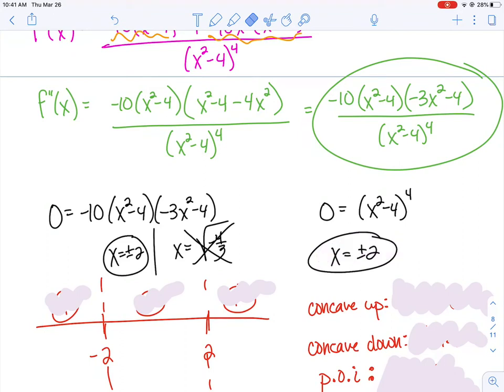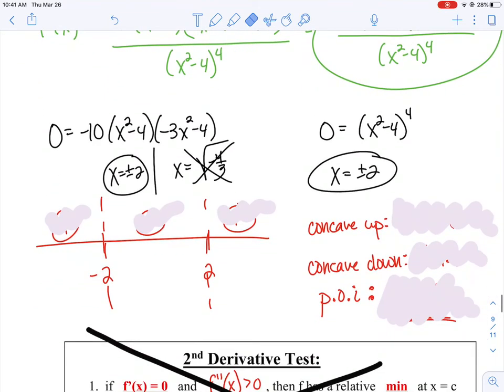And so over on the denominator, when I set it equal to 0 to figure out where my second derivative does not exist, I ended up getting possible points of inflection at x equals plus or minus 2. So I have the same possible points of inflection for both pieces.